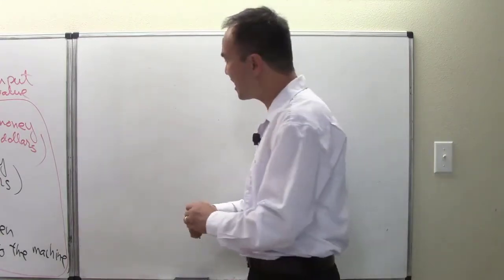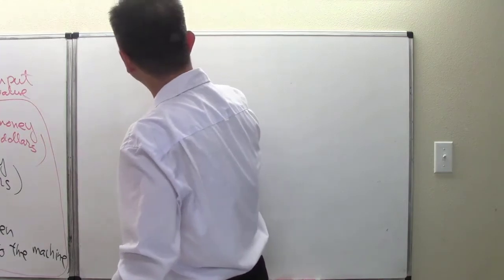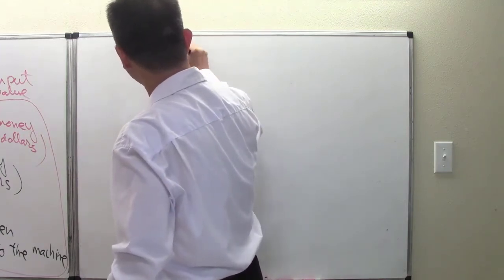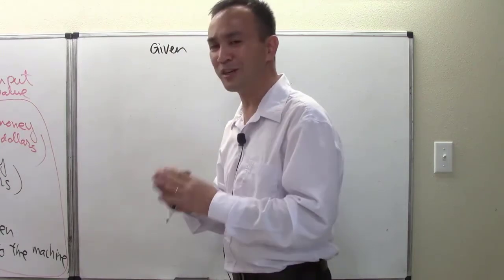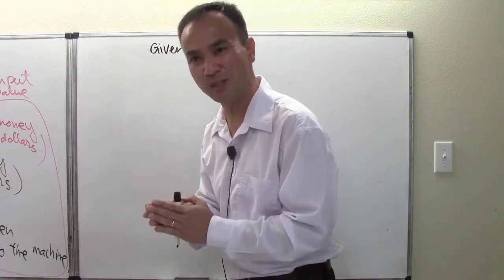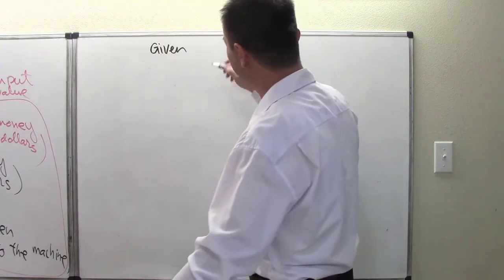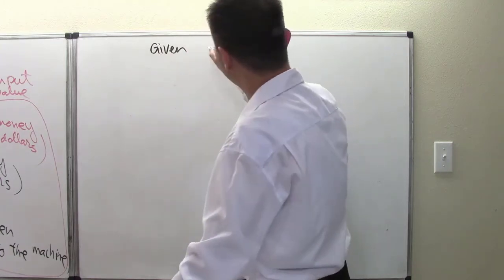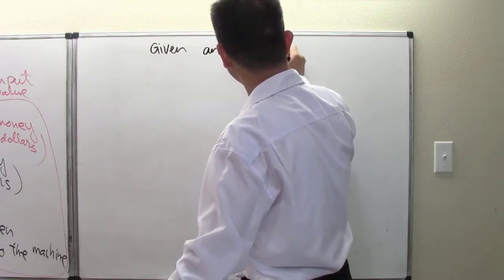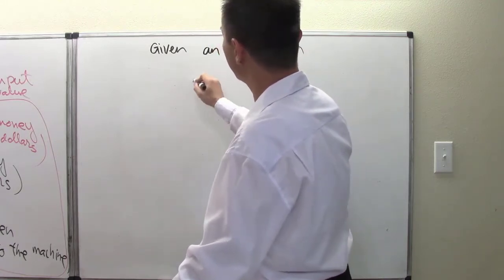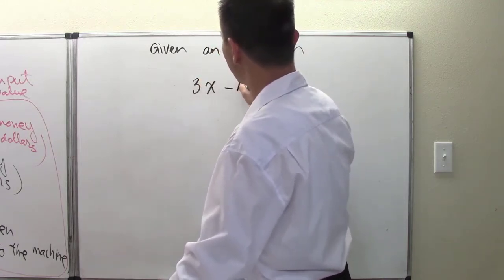So let's say you have a given expression. And that's why I said earlier, the prerequisite for this lesson is simply that you need to know what an algebraic expression is all about. So now you're given an expression as follows: 3x minus 1.